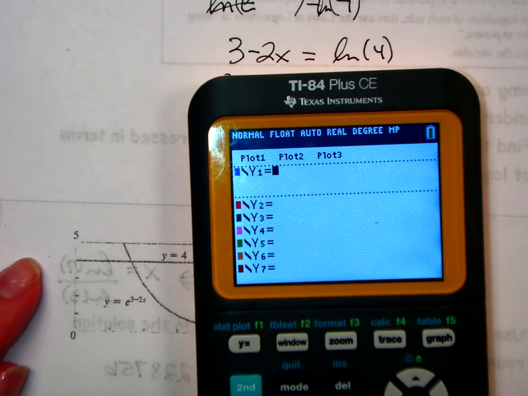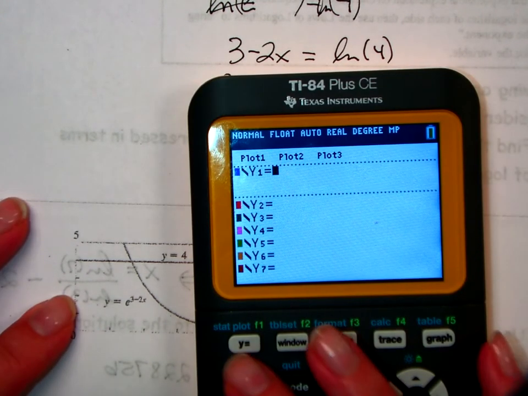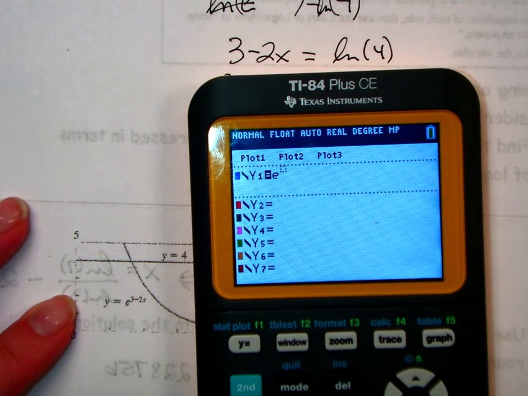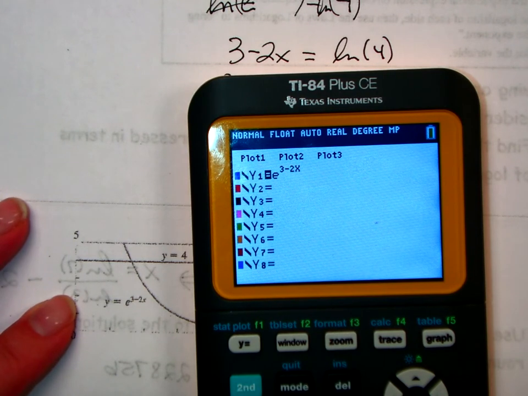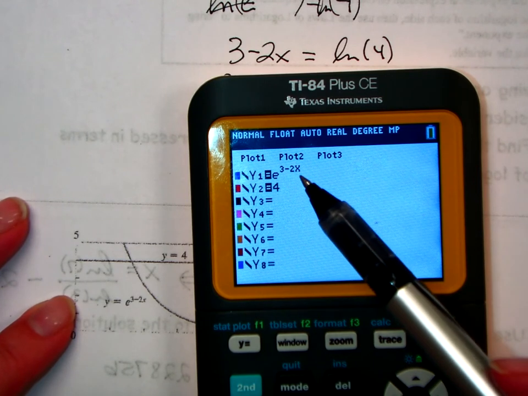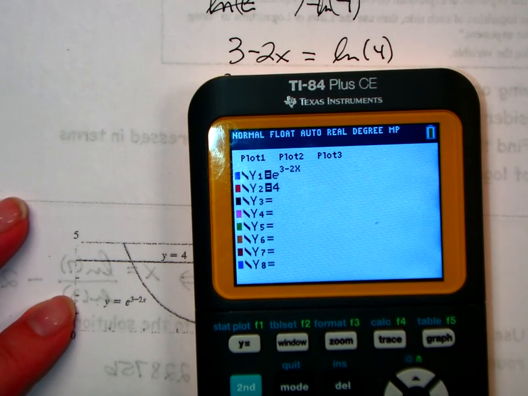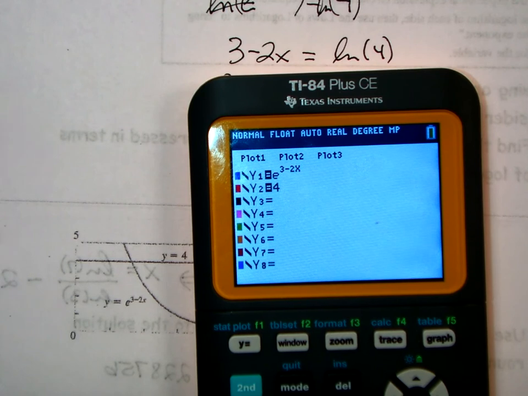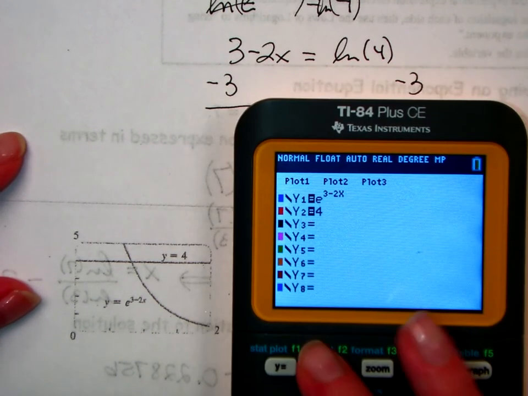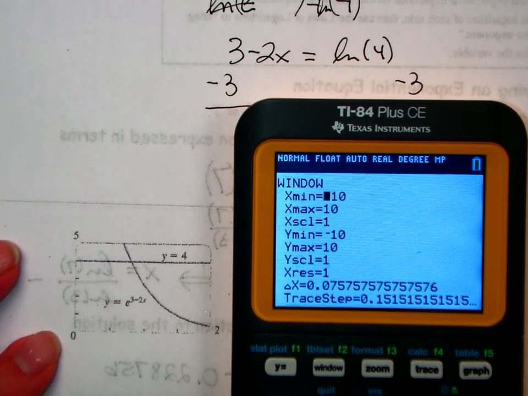Okay, so I'm going to put e to the 3 minus 2x. That's going to be y1, and then I'm going to put 4 in. Okay, so I have the left-hand side in y1 and the right-hand side as y2. And then I'm going to go ahead and change the window to match this graph here.